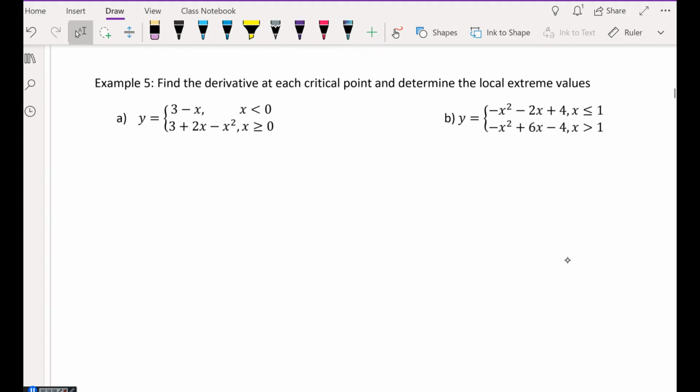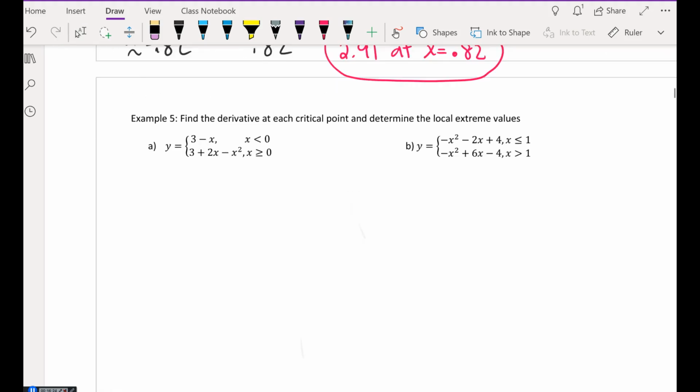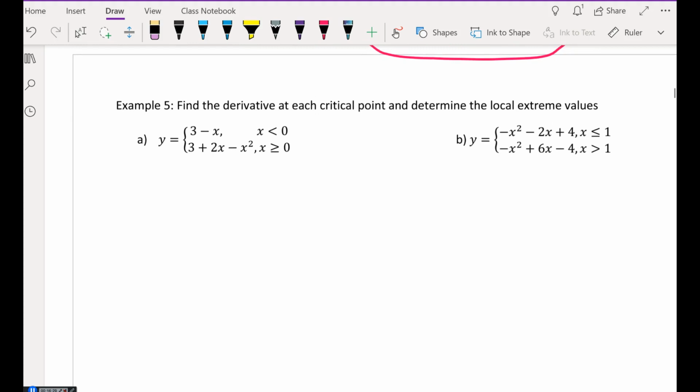Example 5. Can you, Yui, help me read the instruction to example 5? Find the derivative at each critical point and determine the local extreme value. Whoa, you have to use a derivative. Okay. And what kind of function are these? Piecewise. All right, y'all. Anytime that you are asked to find the extreme values, you are still doing the same exact steps. What's your first step? Find the critical point.